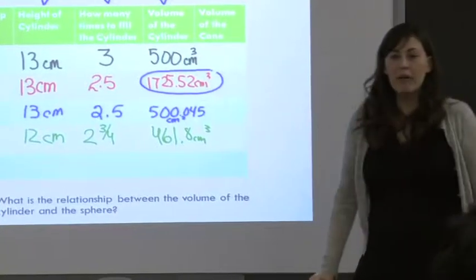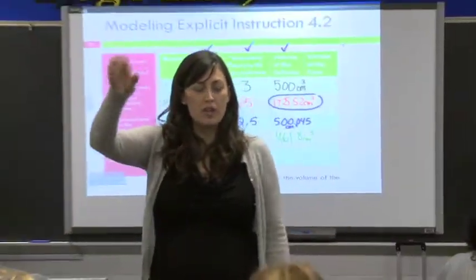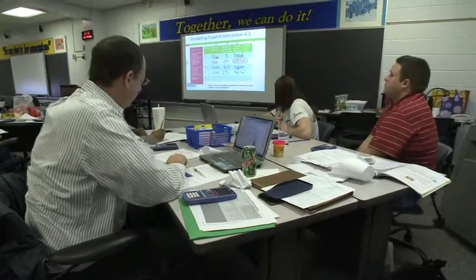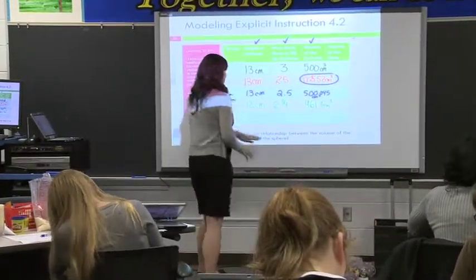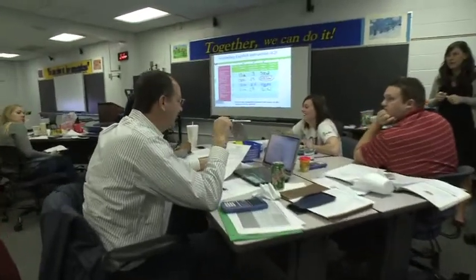Okay, so about how many times did it take the volume of the cone to fill up the volume of the sphere? About 3. About 3. So what's a statement that we could make about the volume of a cone and the volume of a cylinder? The volume of the cone is 1/3 the volume of a cylinder, right? Another way you could say it is the volume of the cylinder is 3 times greater than the volume of the cone.